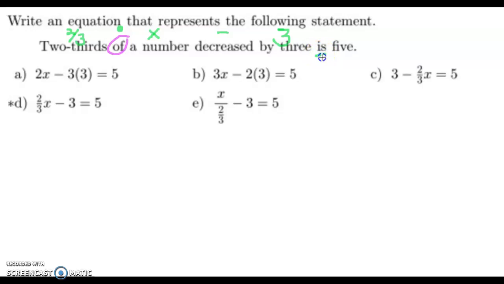And then we have this lovely word is, and the word is means equal to. And then I'm going to go ahead and write the 5. So how would we show this? We show this with 2/3, and when it says of a number, we don't have to put the multiplication sign. We can put it right in front of the x because that means multiplication. Decreased by 3 is 5.